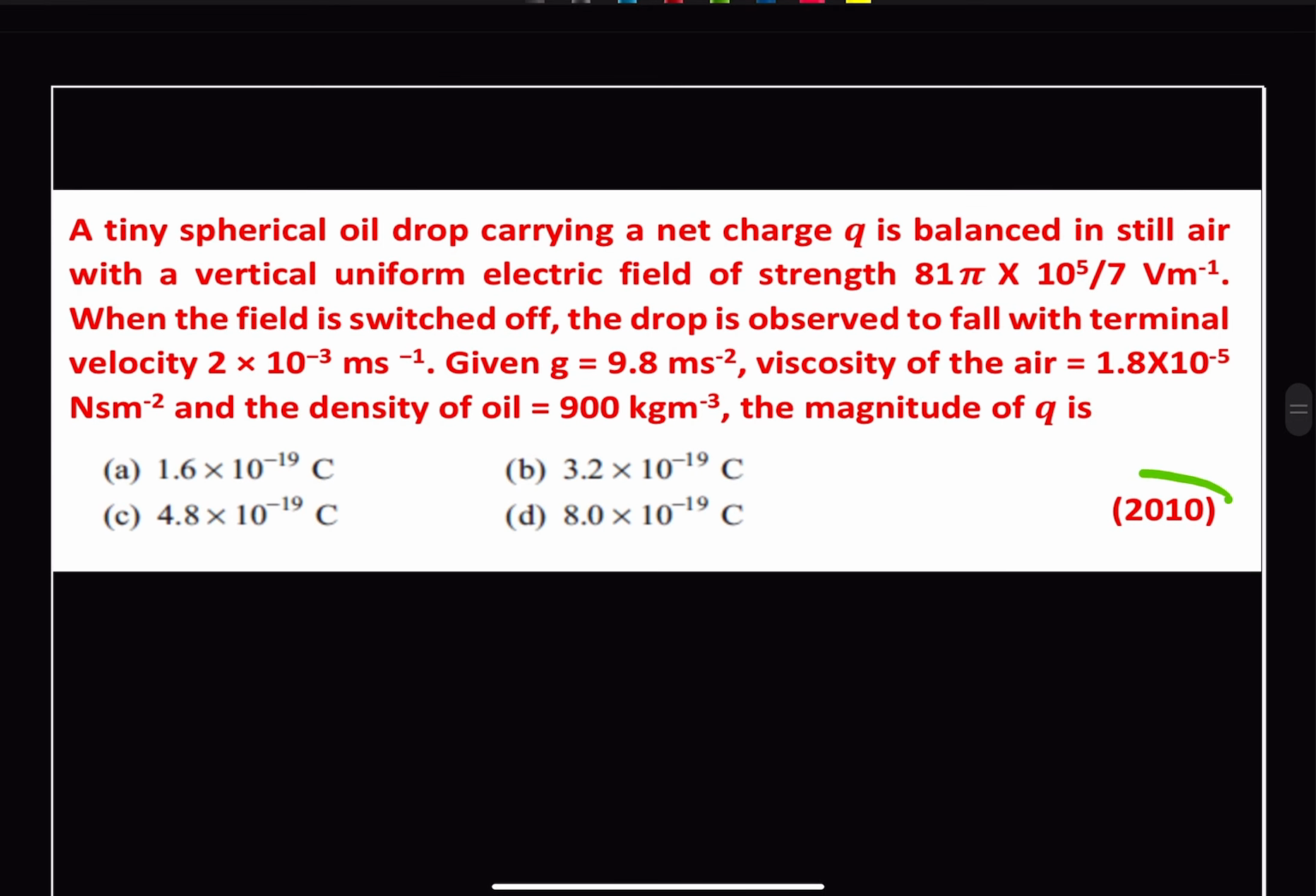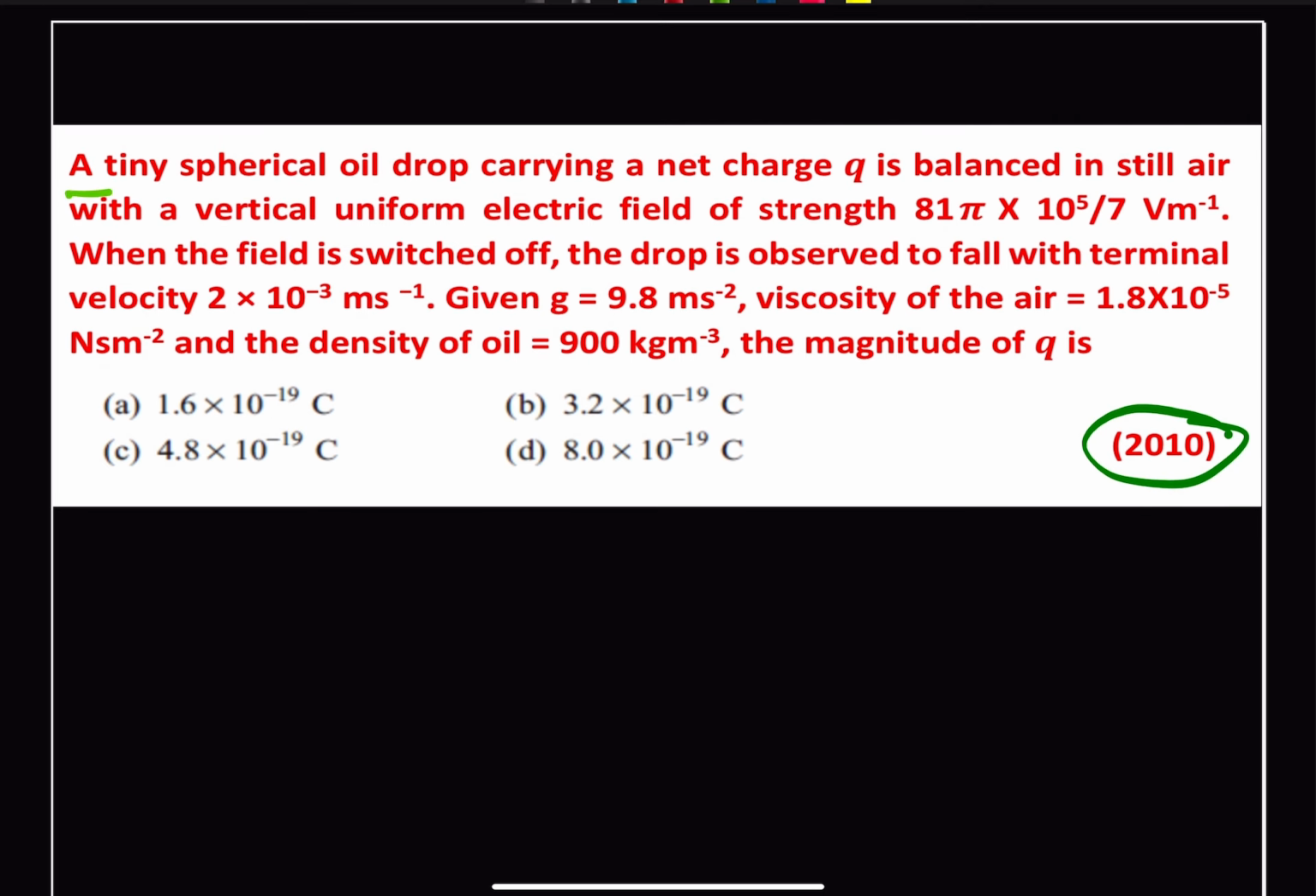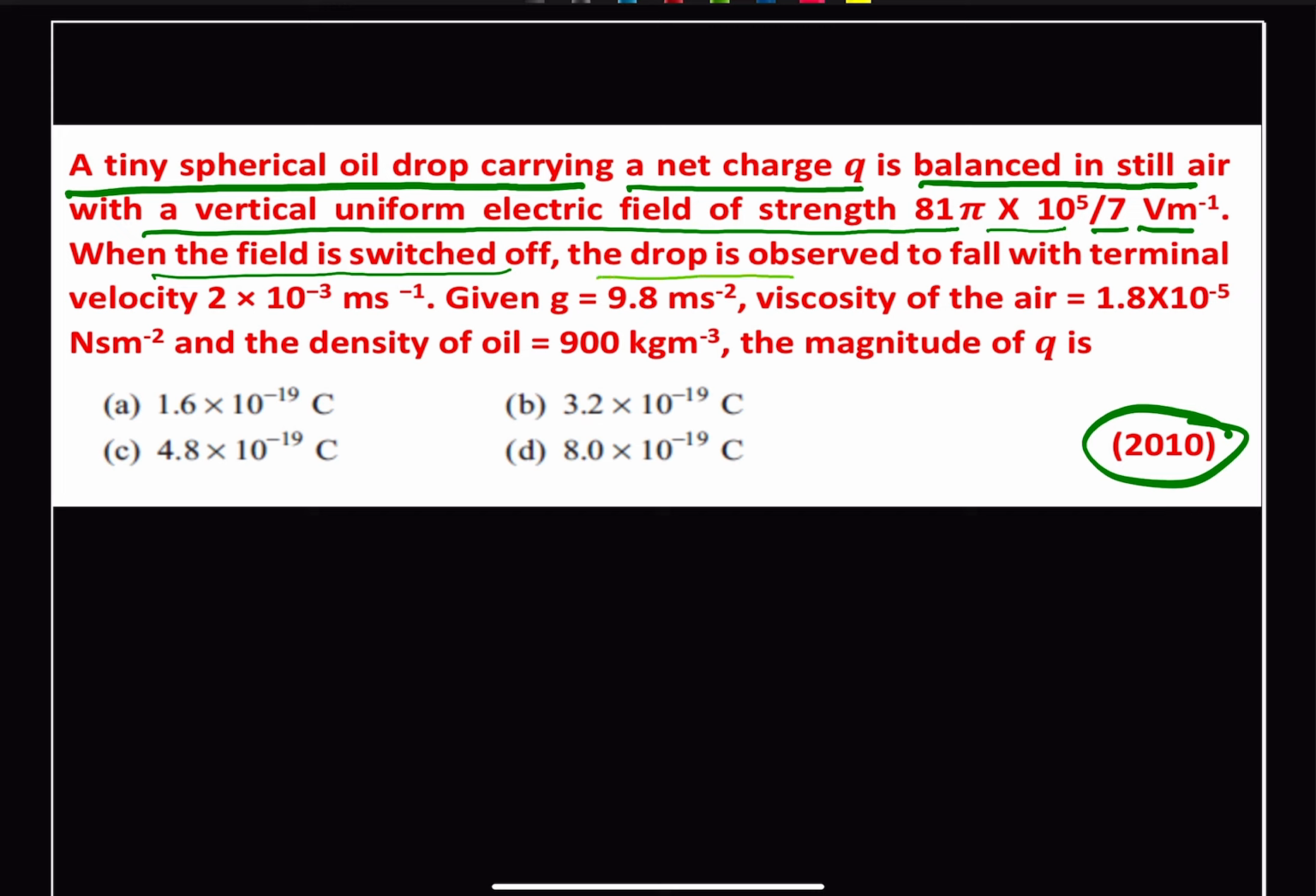It was asked in the year 2010, and it states that a tiny spherical oil drop carrying a net charge Q is balanced in still air with a vertical uniform electric field of strength 81 pi into 10 to the power 5 divided by 7 volt per meter. When the field is switched off, the drop is observed to fall with a terminal velocity of 2 into 10 to the power minus 3 meter per second. Given g is 9.8, viscosity of the air is 1.8, and density of this, find the magnitude of Q.